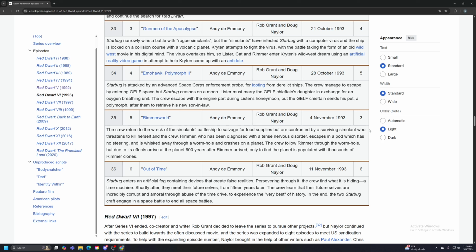Starbug enters an artificial fog containing devices that create false realities. Persevering through it, the crew find what it is hiding, a time machine. Shortly after, they meet their future selves from 15 years later. The crew learn that their future selves are incredibly corrupt and amoral through abuse of the time drive to experience the very best of history. In the end, the two Starbug craft engage in a space battle to end all space battles.